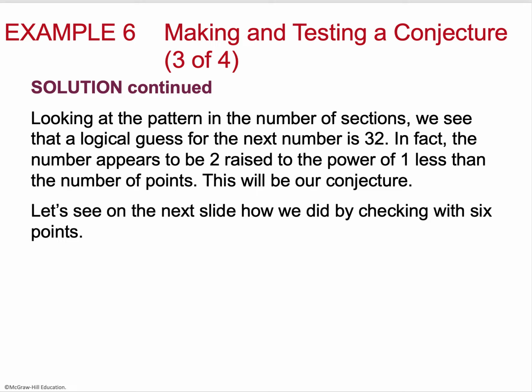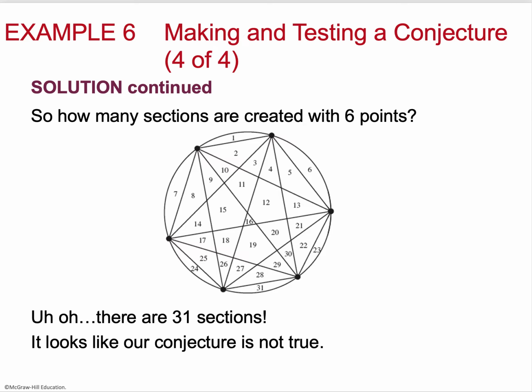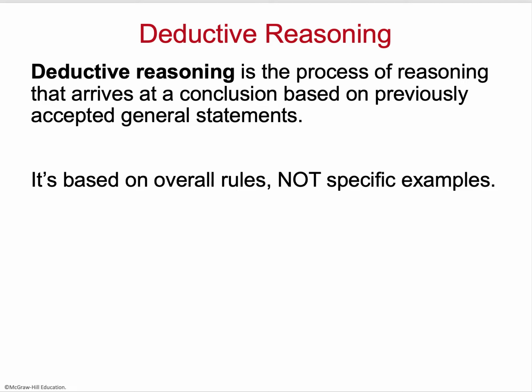We see that a logical guess would be 32. Because it appears to be 2 raised to the power of 1 minus the number of points. So this would be something, of course, we would never ask you to draw, but it is a good counterexample because there's only 31 instead of 36. So I've proved that that's not true, because there's one thing that makes it not true.